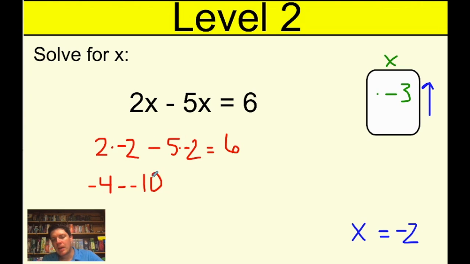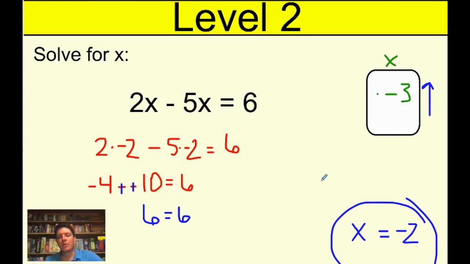Now, way back in the first unit, we kind of talked about subtracting a negative. This can be tricky. Use a calculator if you need. Or something else we talked about is that subtracting a negative is the same as adding a positive. So a -4 and a +10 does equal 6. 6 equals 6. We found the magical x number that makes that equation true. So our answer was x equals -2. We did it. Oh, we're so good.